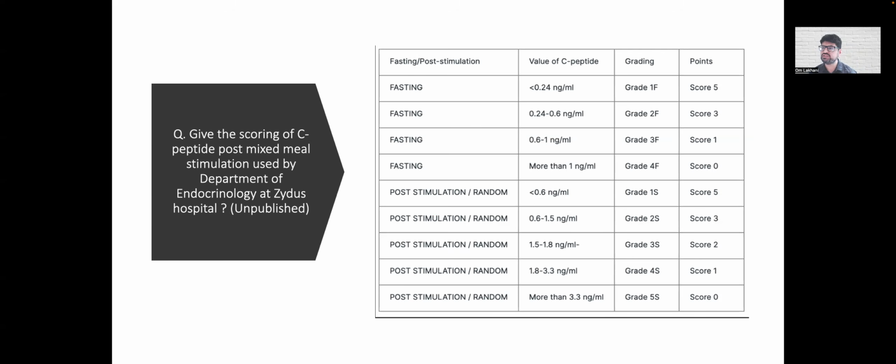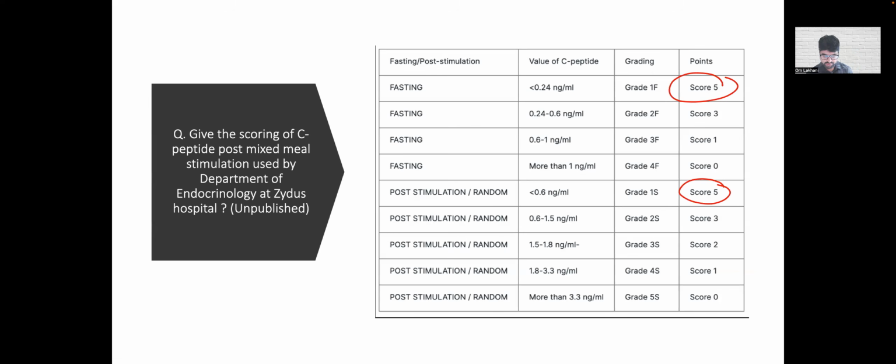So here what we do is we give a score based on the fasting and the post-stimulation C-peptide value. And based on the score, we do the interpretation, right? So you can in fact take a screenshot of this. I'm not going to do every point, but what I'm trying to tell you is if the fasting C-peptide value is less than 0.24 nanogram per ml, the score value is 5. And post-stimulation, if it is less than 0.6 nanogram per ml, it is 5.